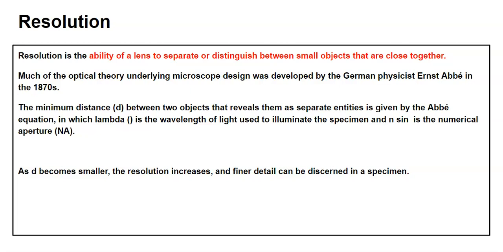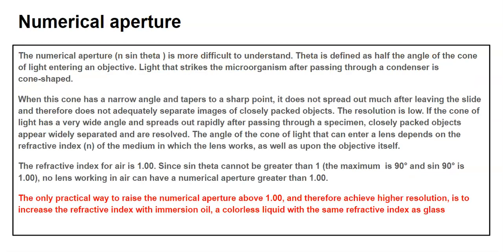The minimum distance d between two objects that will reveal them as separate entities is given by the Abbe equation, in which lambda is the wavelength of the light used to illuminate, and n sine theta is the numerical aperture. As d becomes smaller, the resolution will increase, so finer details can be discerned in the specimen.